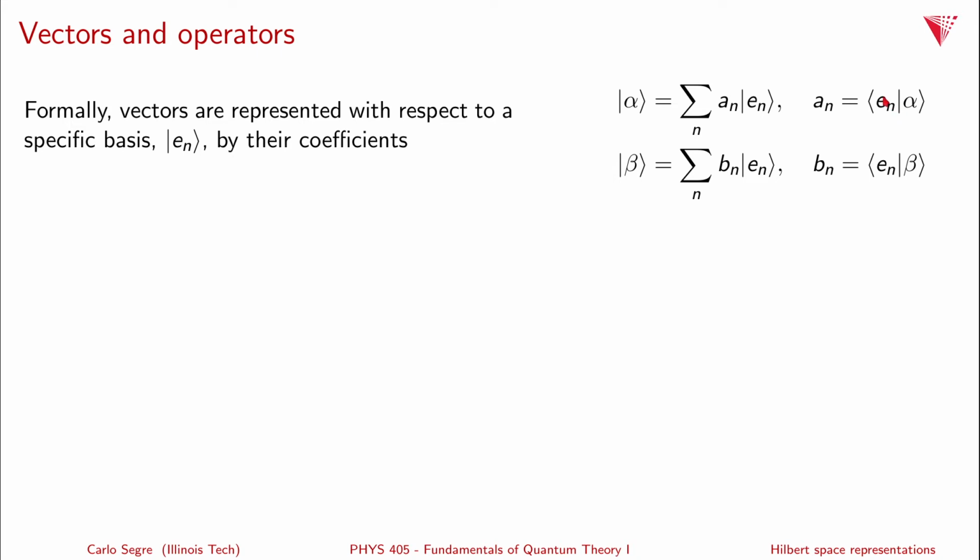And A sub n is just equal, when you close this with an E sub n, you will pick out simply A sub n, where n is a particular value. And this is the inner product of E sub n with alpha, the state alpha projected onto E sub n. B sub n is just the projection of the state beta, or the vector beta, projected onto the nth eigenstate in the basis.